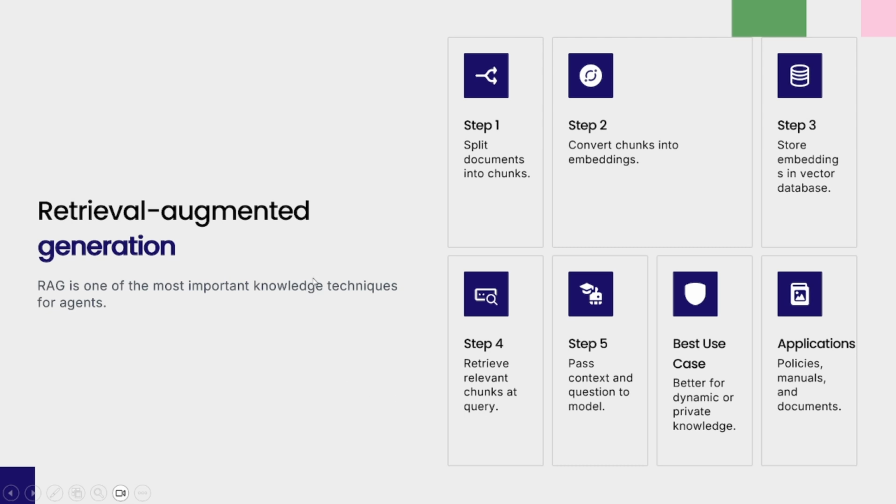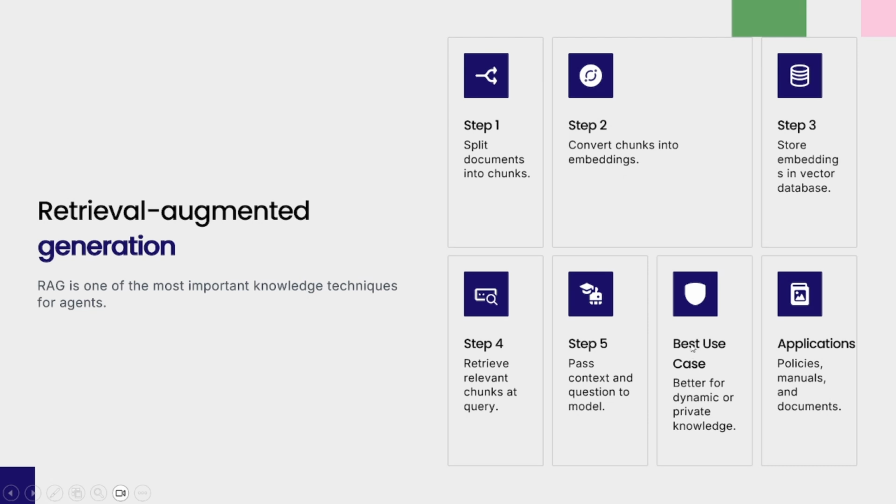So when the LLM receives a user question, it generates context from it, and then goes into the vector database and retrieves relevant information using the query. Then it passes the context and question to the model. After retrieving the information, it passes the context and question to the model, that's the brain of the agent.